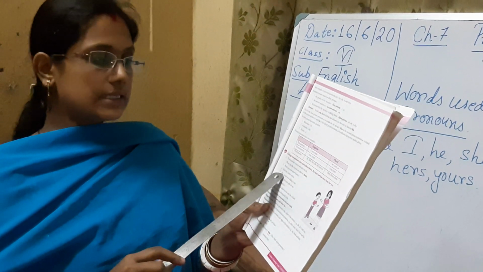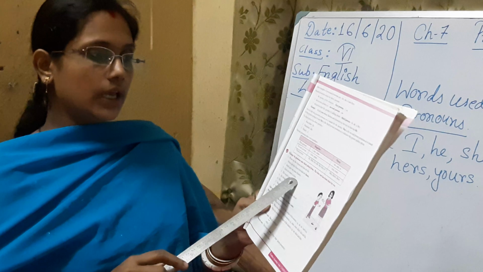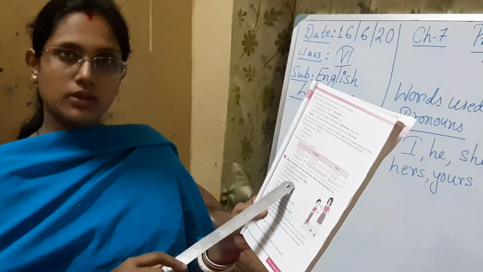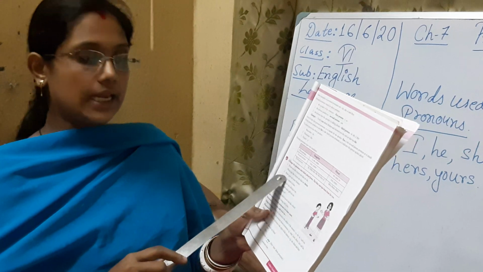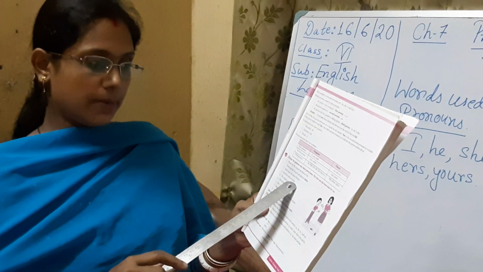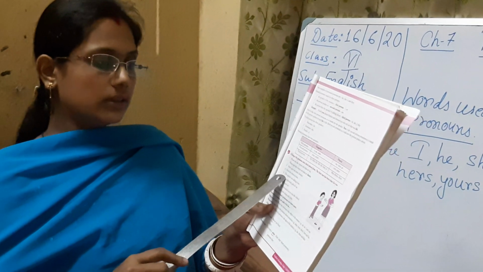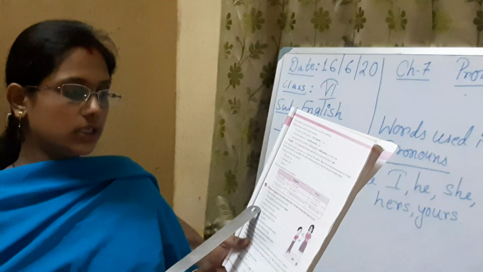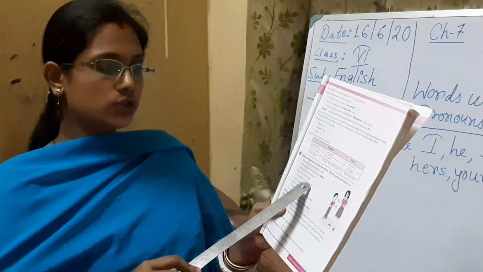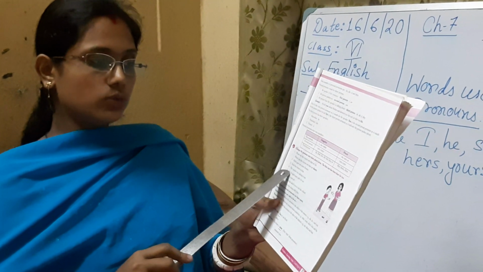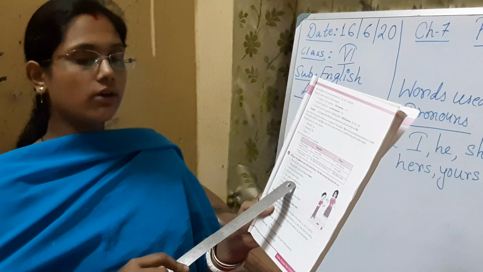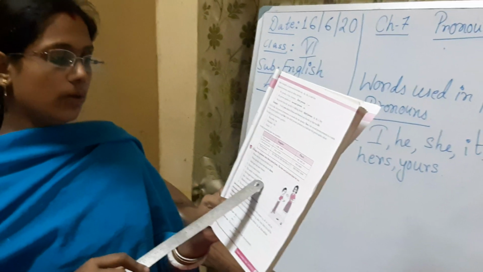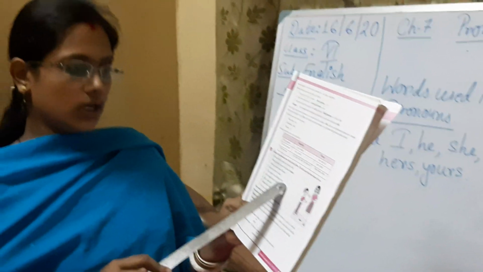Number 3, send the letters to him. Instead of him you can write, send the letters to them. T-H-E-M, them. Number 4, the teacher was talking to me. Instead of me you can write the plural, talking to us. Okay, the teacher was talking to us.